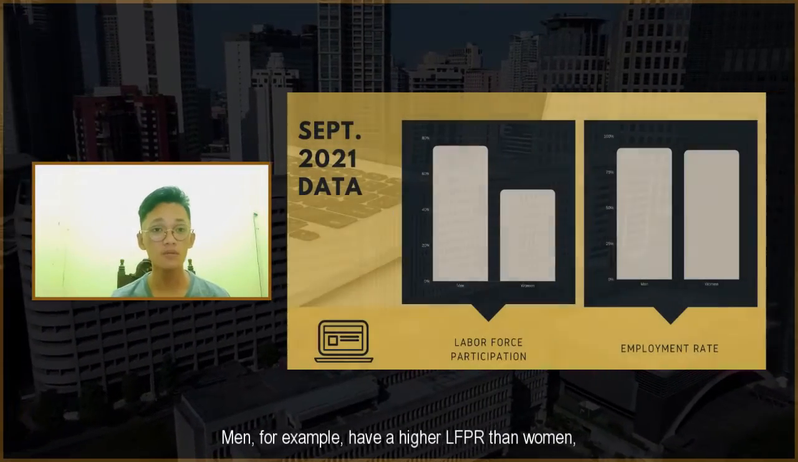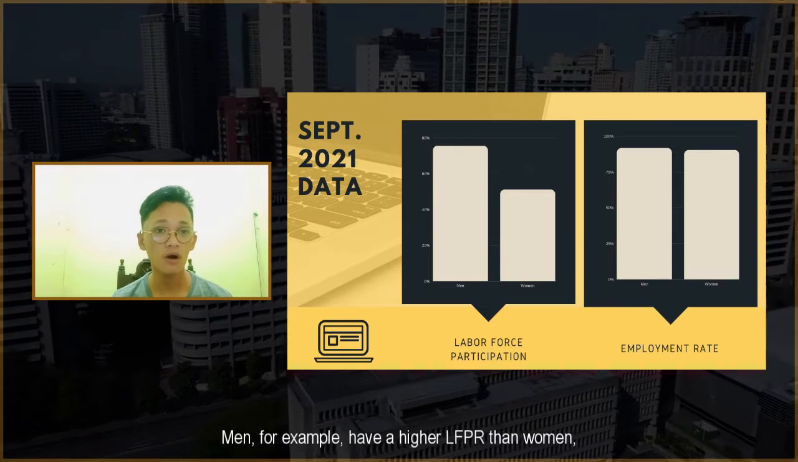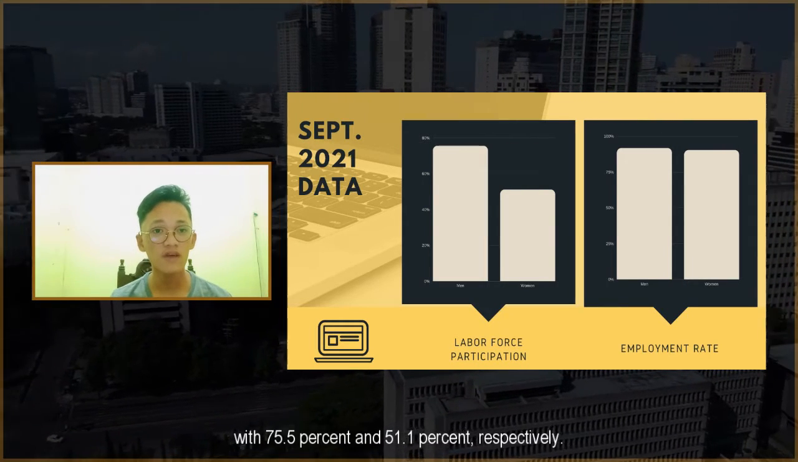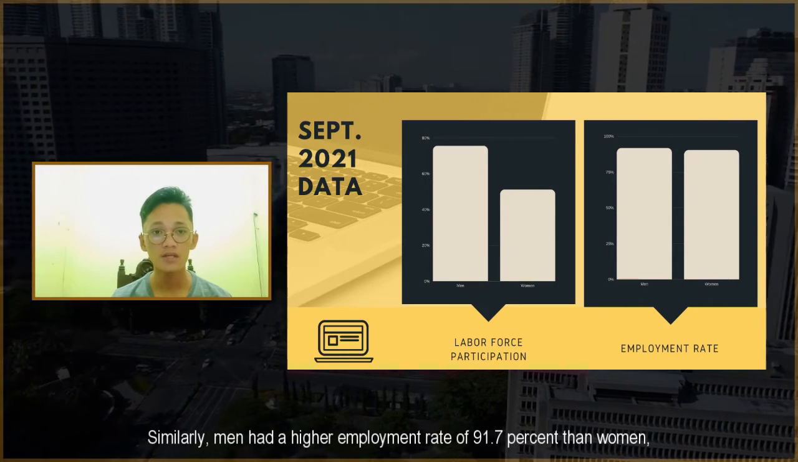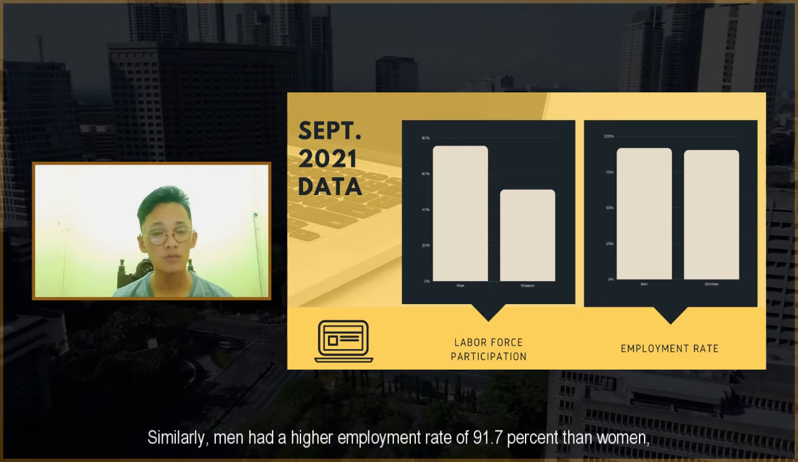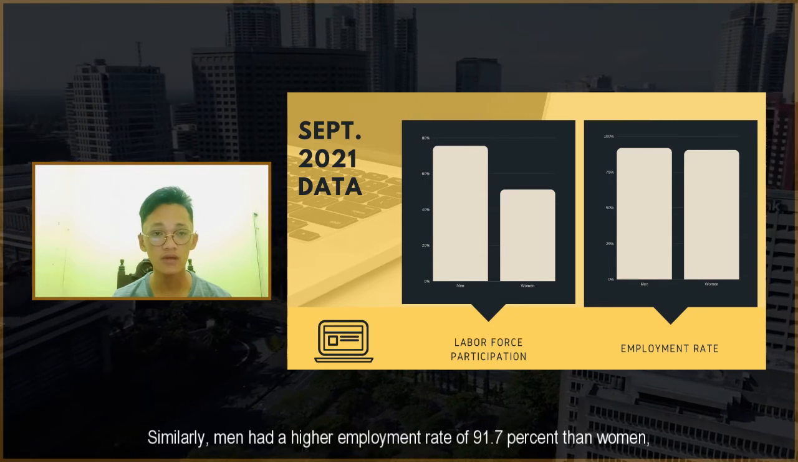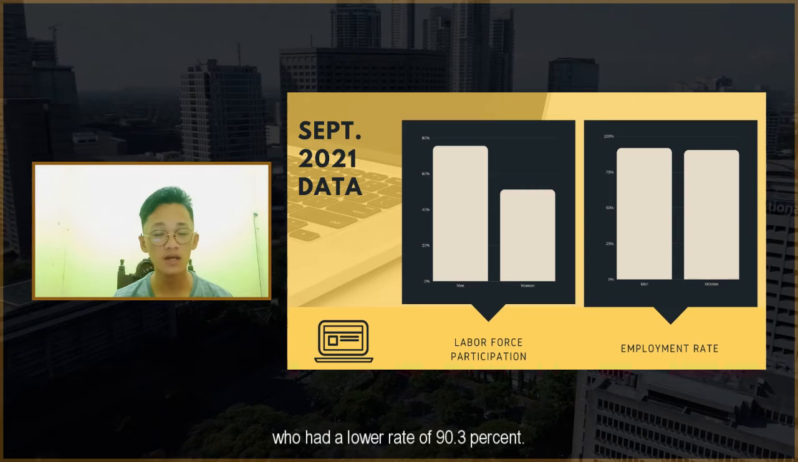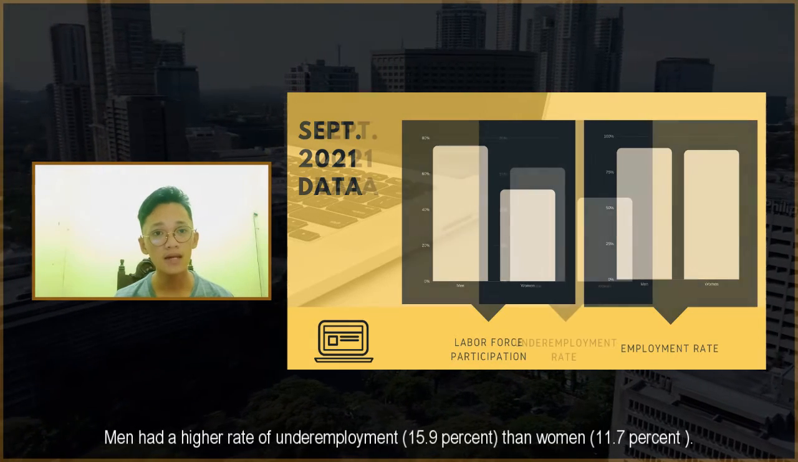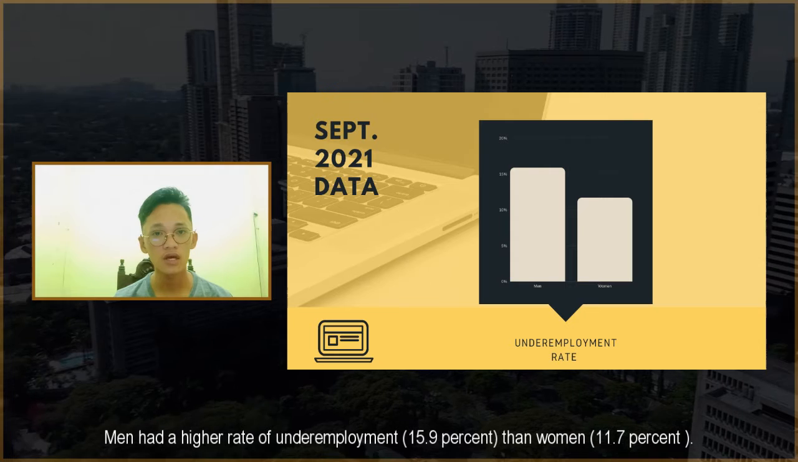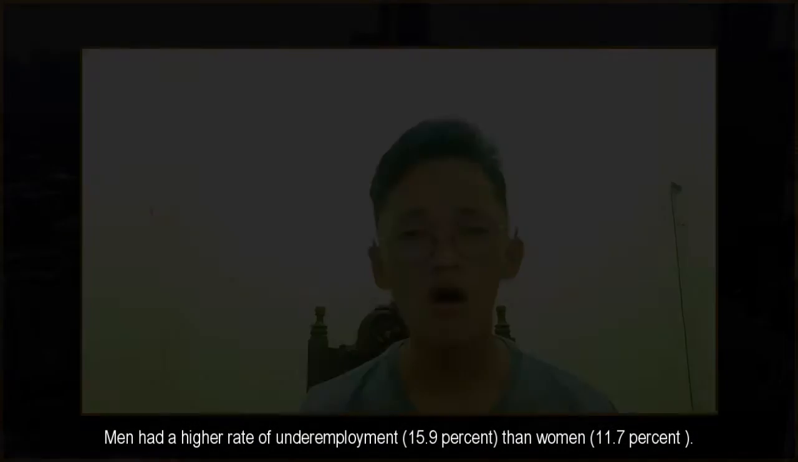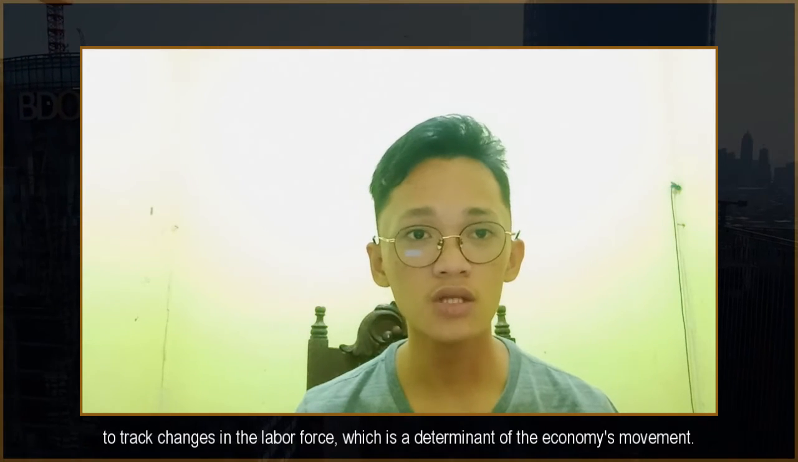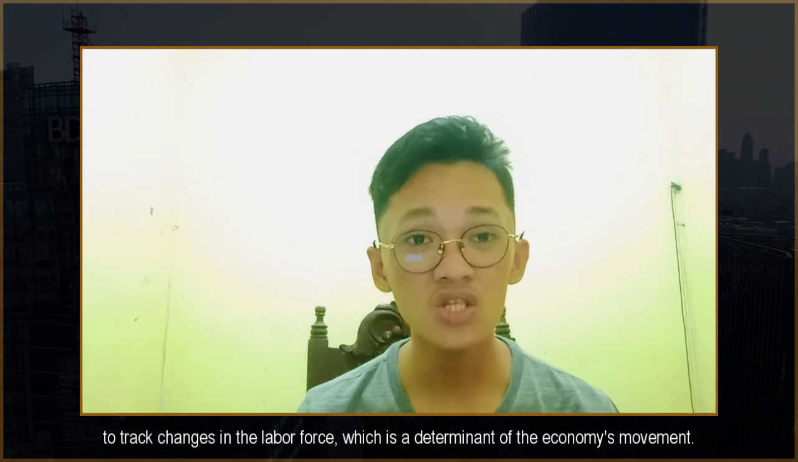Men, for example, have a higher LFPR than women, with 75.5% and 51.1% respectively. Similarly, men had a higher employment rate of 91.7% than women, who had a lower rate of 90.3%. Men had a higher rate of underemployment, 15.9% than women, 11.7%.